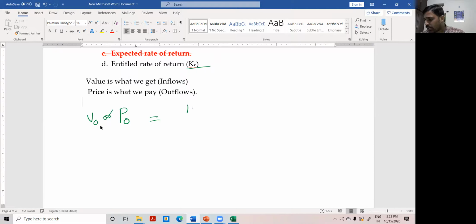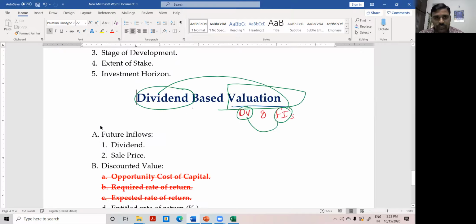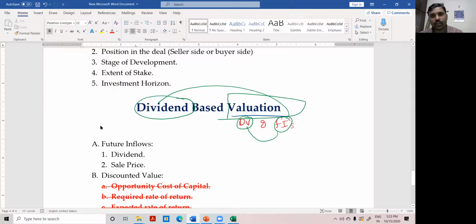What are the future cash inflows? Dividend. Expected dividend at the end of 1 year, and sale price at the end of 1 year. I came from the theory to the formula. I didn't go from the formula to the problem. Read the theory, correlate it with the formula, and then try to solve the problems.